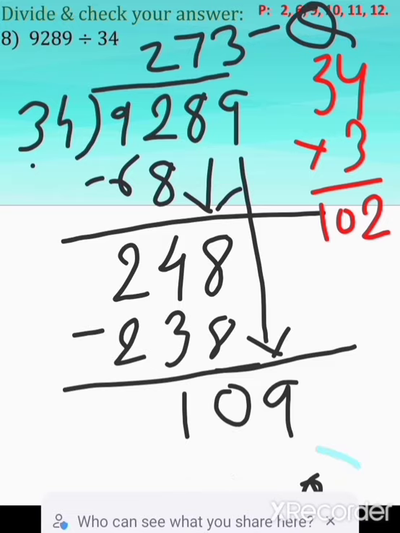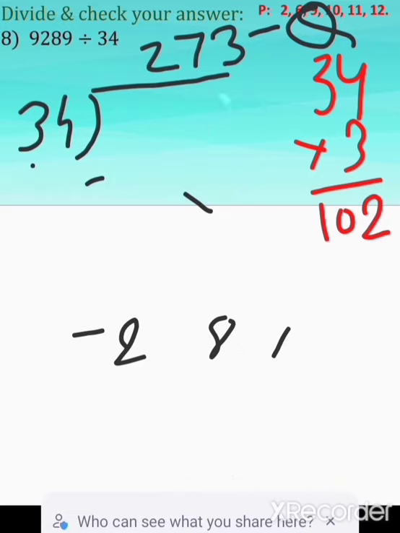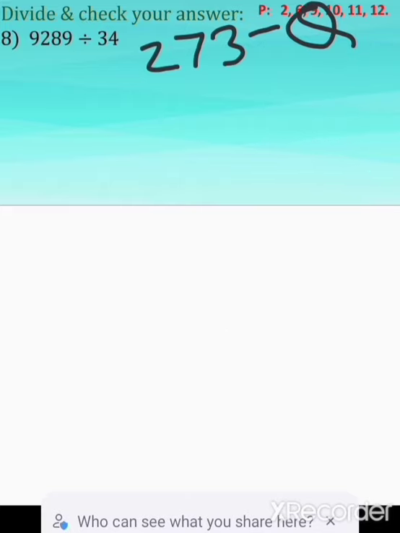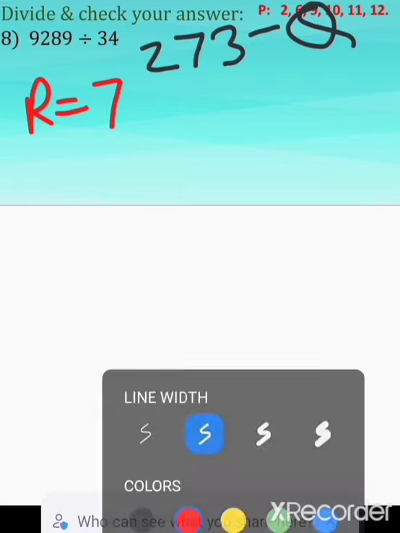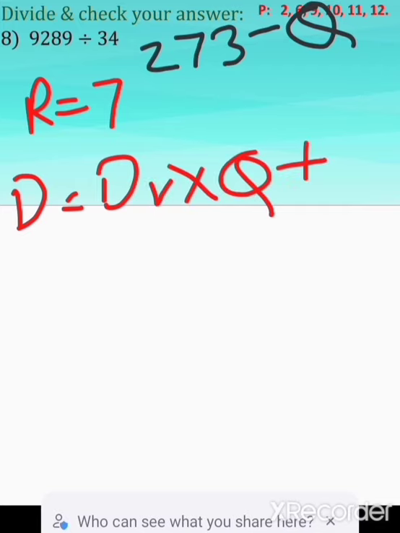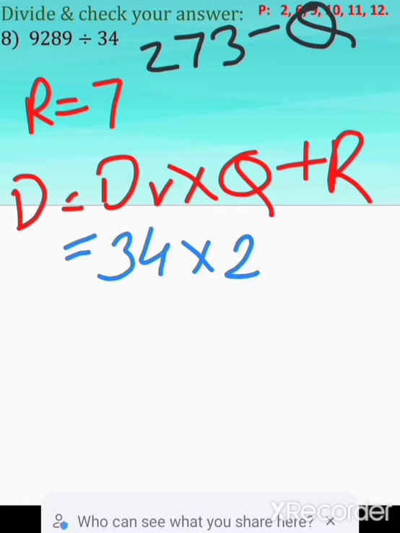Let's rub everything. Remember, my remainder is 7. How are we going to do the checking? The algorithm says dividend. What was the remainder, students? 7. Remainder is 7. Okay. The algorithm says dividend is equal to divisor into quotient plus remainder. Here my divisor is 34, my quotient is 273, my remainder is 7.